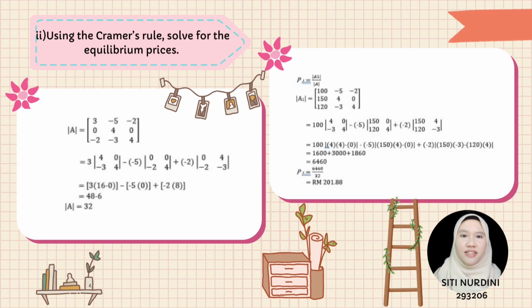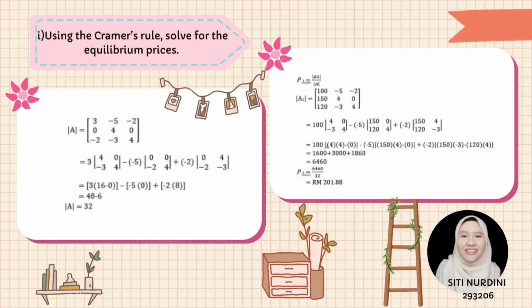For question B2, using Cramer's rule, solve for the equilibrium price. First, we calculate the determinant of the coefficients matrix. This involves finding the determinant of a 3 by 3 matrix, which is a straightforward process. So we get the determinant of the coefficients matrix as 48 minus 6, which is equal to 32, from the first row.